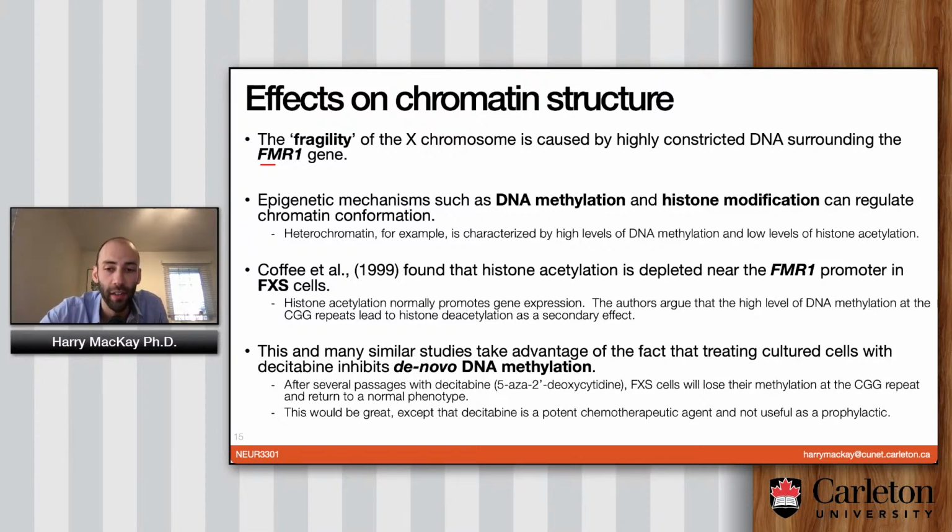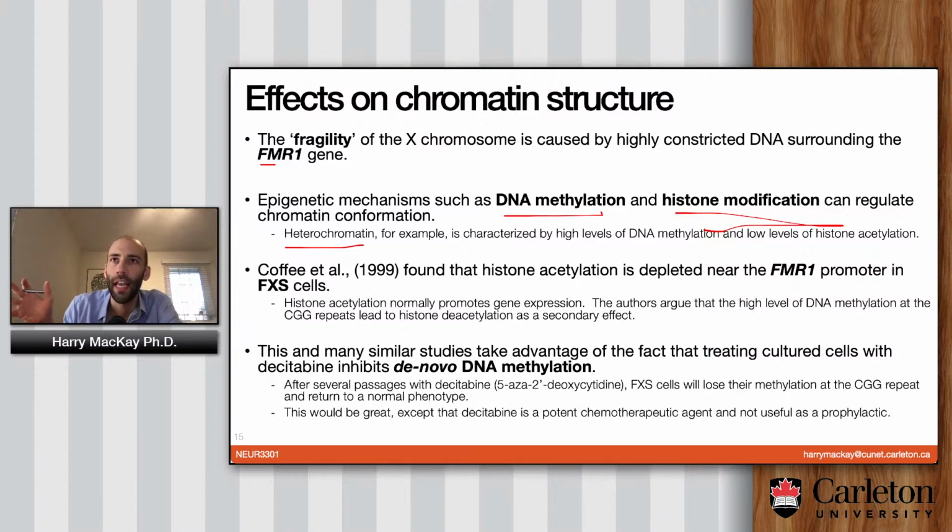And as I've mentioned, epigenetic mechanisms like DNA methylation and like histone modification can regulate chromatin conformation. So heterochromatin, for example, is where genes are not expressed very much, if at all. And these are areas with high levels of DNA methylation and low levels of histone acetylation. So there's kind of an epigenetic profile associated with these silent areas of the genome, characterized by very high levels of methylation across the board.